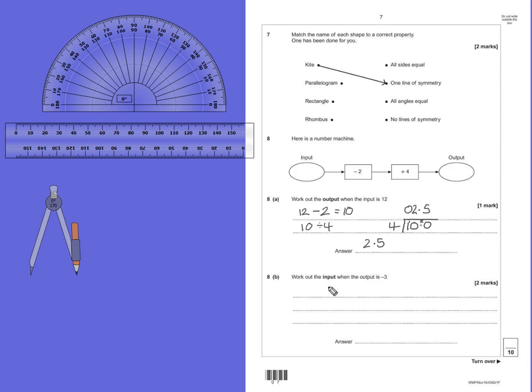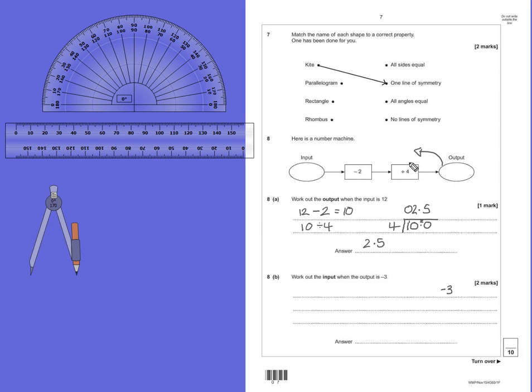Question 8b, work out the input when the output is -3. Now this is about where we're going to have to do some more inverse operations. We have to work backwards, because this time we're starting on the right hand side with -3 as the answer. Now if we work backwards through a number machine, we have to reverse all of the operations. So I'm going to go back and annotate the diagrams so that I don't forget what the inverse is.